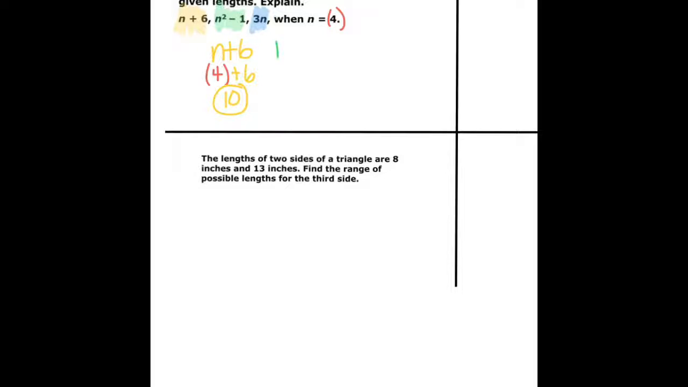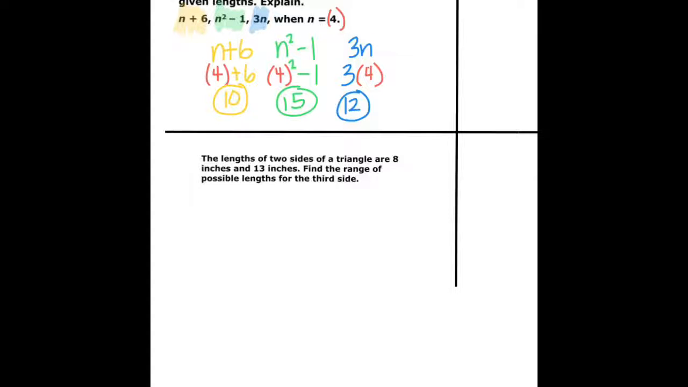My green side was n squared minus 1, which means I'm going to take 4, square it, and then subtract 1. That is 16 minus 1, which is 15. And then my third side is 3n. I'm going to replace my n with a 4, and my side length is 12.